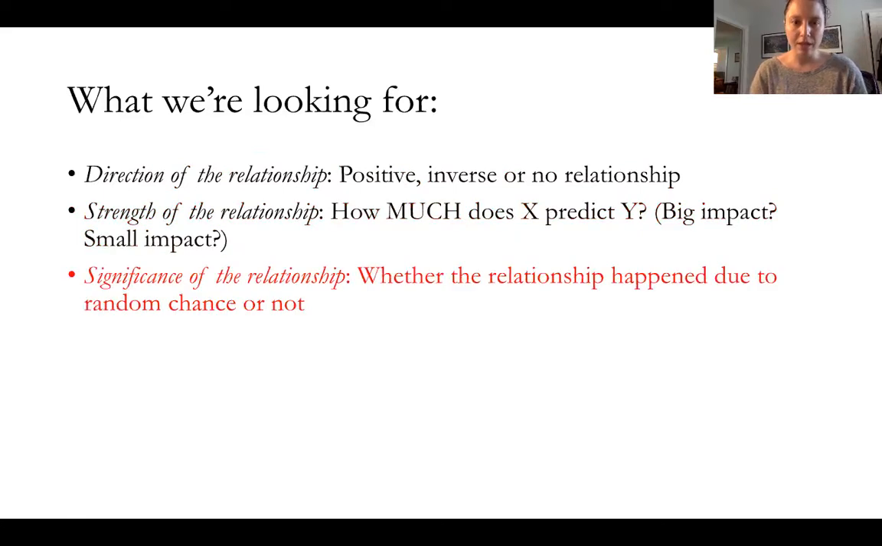And then finally, the significance of the relationship. And we'll talk about this extensively in another video. This is whether this relationship happened due to random chance or not. There's always a possibility that X doesn't actually affect Y, that it just happened randomly. So those are the 3 basic things that we're looking for when we're trying to understand relationships between variables.